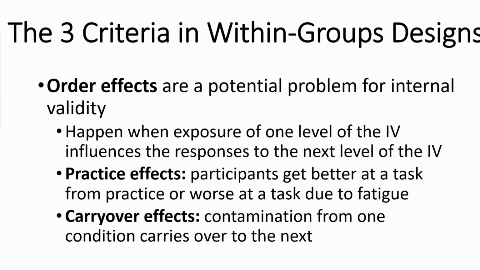Now, an order effect happens when exposure to one level of the independent variable influences the responses to the next level of that independent variable. So basically, is being exposed to one level also affecting how you respond to the next level? Does the order that you are exposed to these particular levels affect your behavior? And there are two major types of order effects that we can talk about.